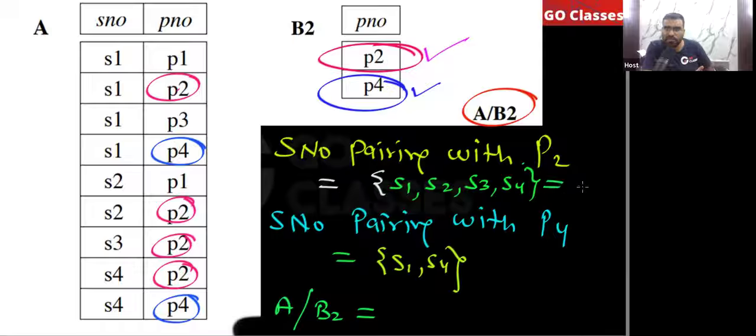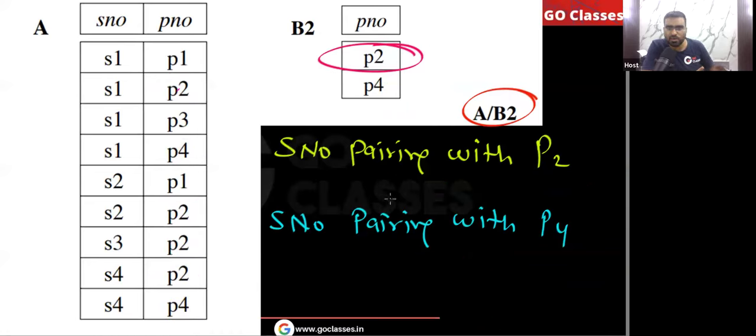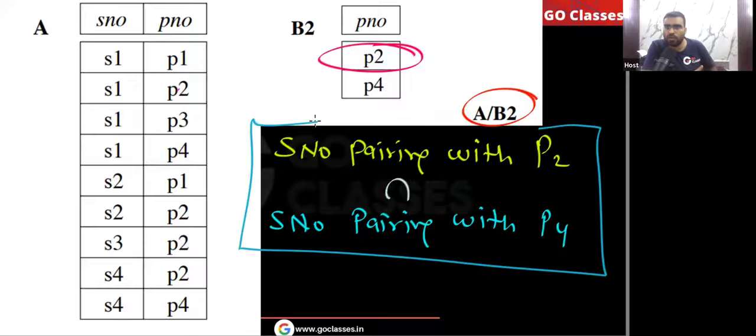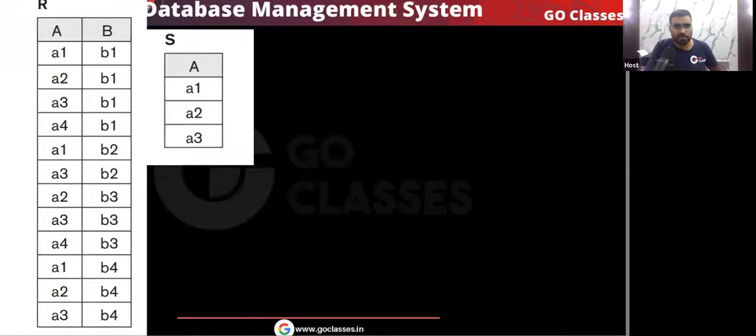Okay, for a moment, let me call the result for P2 R2, and this is the result for P4, R4. So the answer will be R2 intersection R4. Basically what I'm saying is you just do their intersection. This is the answer. I hope you are finding this very interesting method. Okay, so let's see another example.